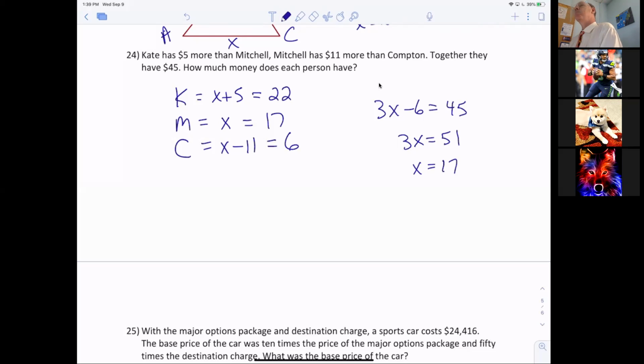Hold on a second. James, what? I got the same answer, but for M, I did X plus 11. For C, I put X. That's good.